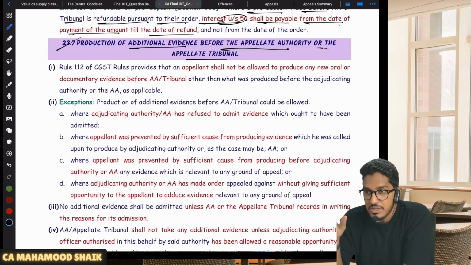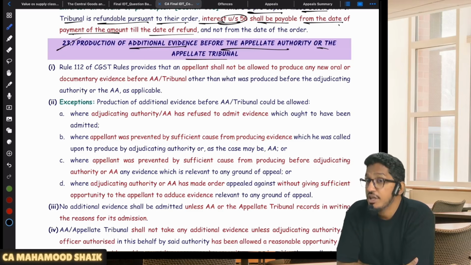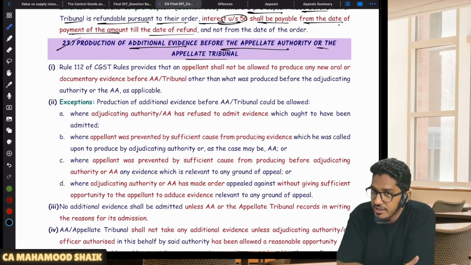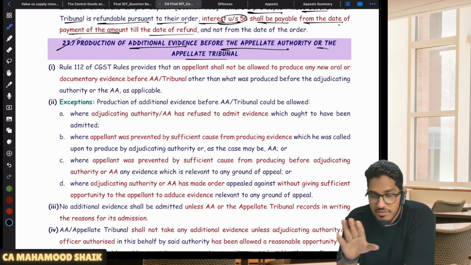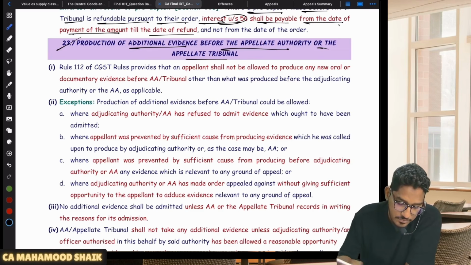Generally no, but some exceptions are there. Generally no. If you had evidence at that point of time, you should have submitted it to him only. Now you are coming for appeal and now you are getting extra evidence. Might be you have recreated it. It was not available at that point of time. You might have created it now. That's why you are submitting extra evidence. So the appellate authority or appellate tribunal will not accept simply, except in some circumstances. Let us see what they are.